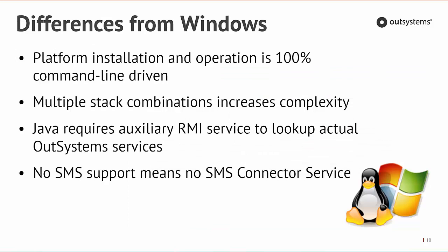So what are the main differences from Windows? Platform installation and operation is 100% command line driven, so there is no graphical user interface. Multiple stack combinations will increase complexity, so we now have multiple application servers and multiple databases, etc. And Java requires an auxiliary RMI service to look up the OutSystems services. And finally, since there is no SMS support, it means that we don't have the SMS connector service.